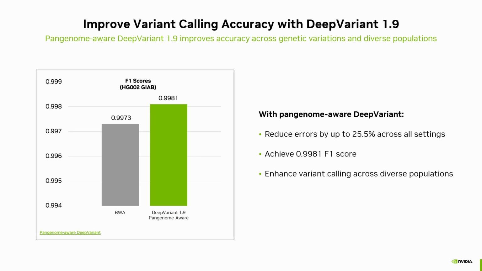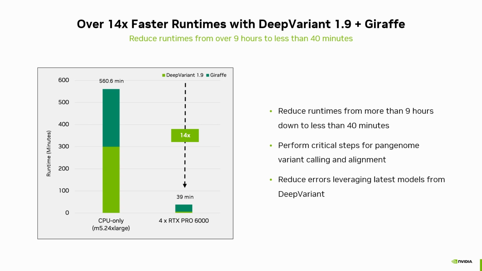So this is what you would normally expect from DeepVariant, but specifically with Parabricks DeepVariant, you'll get speedups as well. And so our GPU-accelerated DeepVariant is 14 times faster than the CPU version, which takes your runtime down from 9 hours to just under 40 minutes. And so you get all the benefits that you would normally get with pan-genome DeepVariant, but now you get them much, much faster.